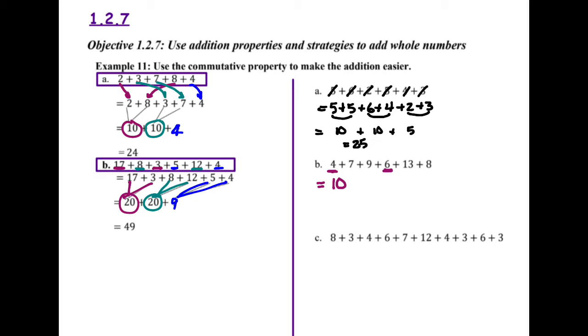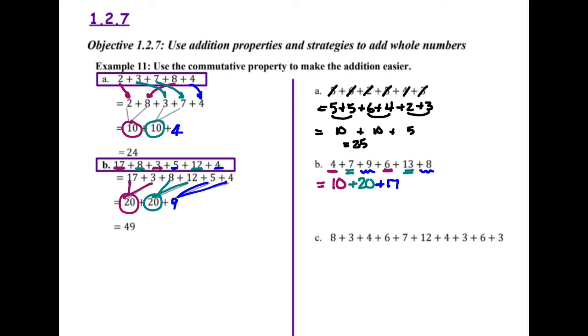Now I'm going to add 7. Actually, let's make it a different mark. There you go. 7 and 13 give me 20, right? And then 9 and 8 give me 17.